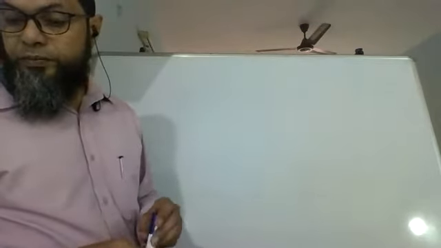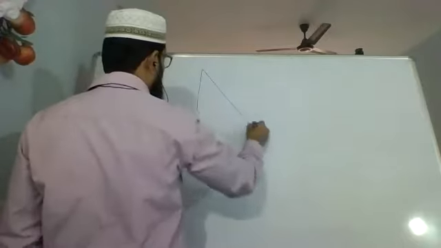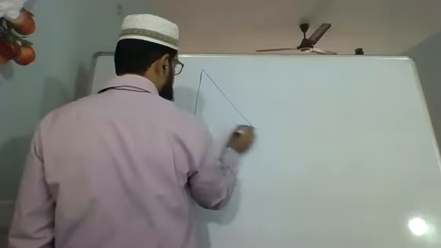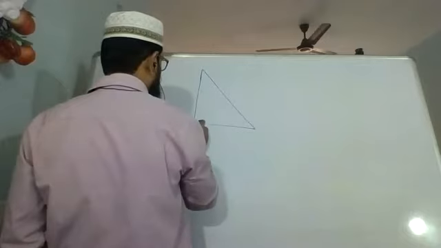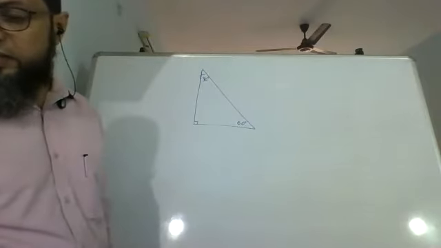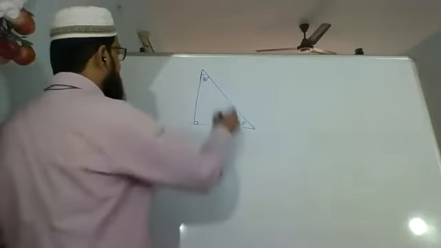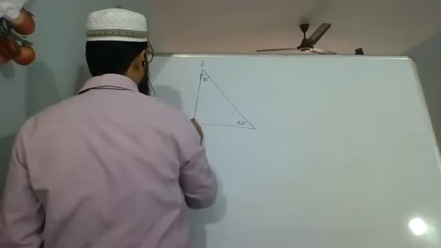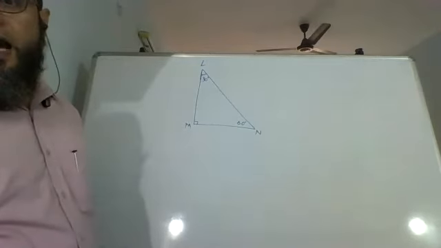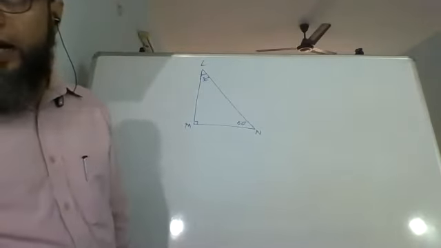Write down: if the acute angles of a right angled triangle are 30 degrees and 60 degrees, then the side opposite to the 30 degrees angle is half of the hypotenuse.